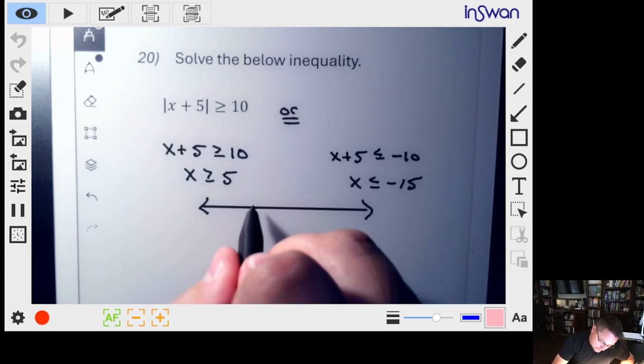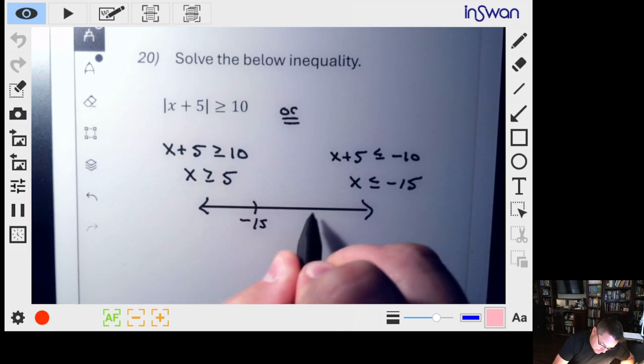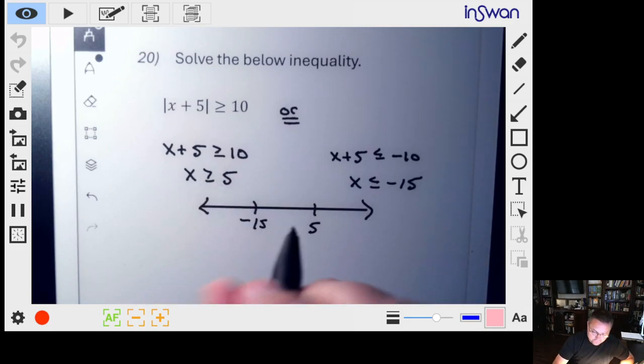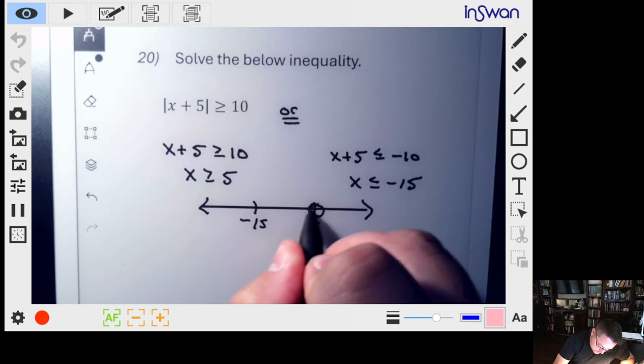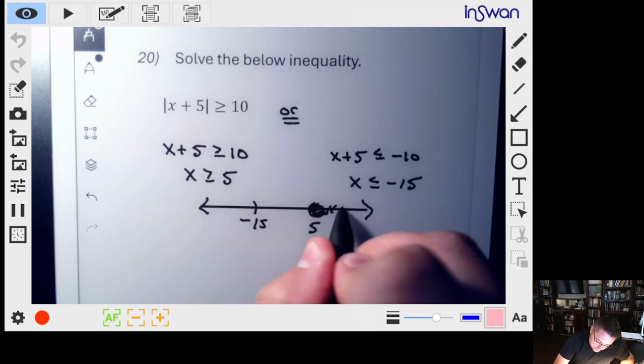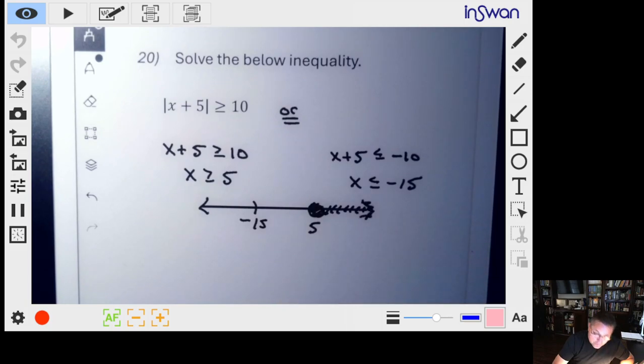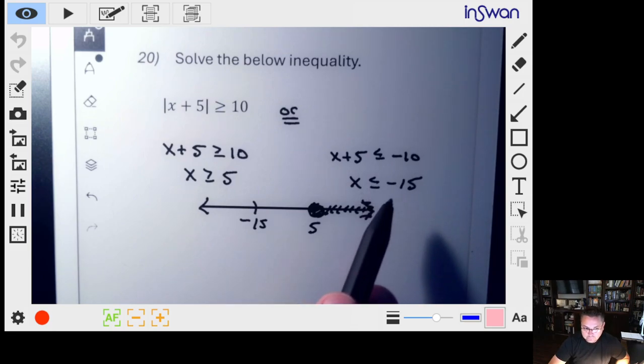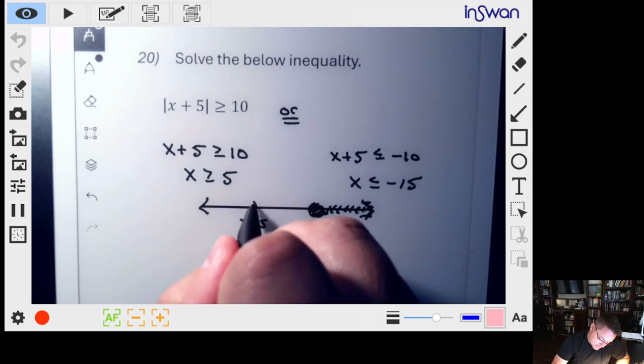So here is negative 15. Here's 5. We know that x is going to be larger than or equal to 5. So that's this side. So that interval gets shaded. And then x is less than or equal to negative 15. So that's this side.